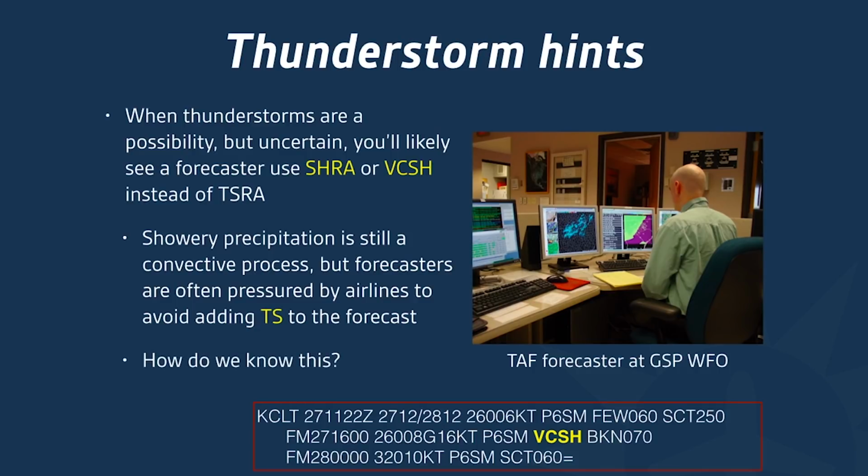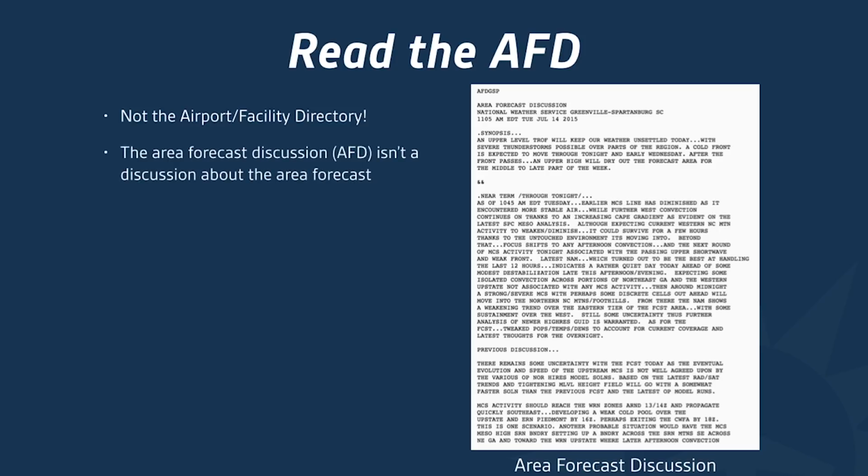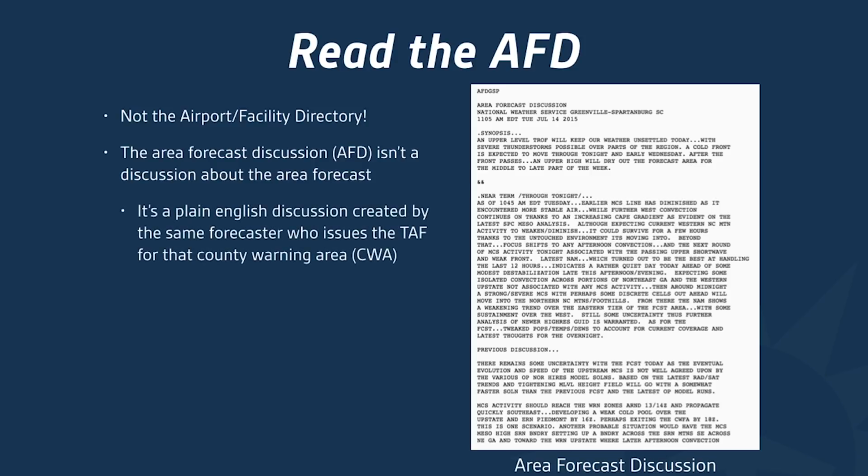So how do we know all these kind of details? Well, the secret is in the AFD. No, it's not the Airport Facility Directory. The Area Forecast Discussion, or AFD, isn't actually a discussion about the area forecast either. It's a plain English discussion that's created by the same forecaster who issues the TAF for that particular county warning area. So these are based on a county warning area for a particular local weather forecast office.